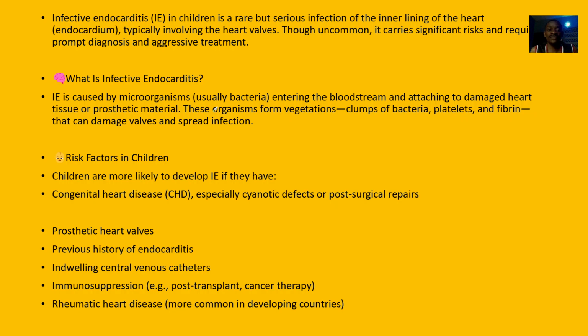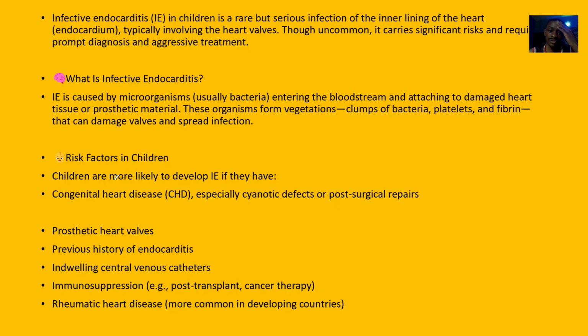So infective endocarditis in children is a rare but serious infection of the inner muscles of the heart. Okay, that's the endocardium. All right, so typically it involves the heart valves. Though it is uncommon, if it occurs in children at all, there's a whole lot of risks there. So it's just a bacterial infection. The bacterial infection was elsewhere, but it entered the bloodstream, then eventually got to damage the heart.